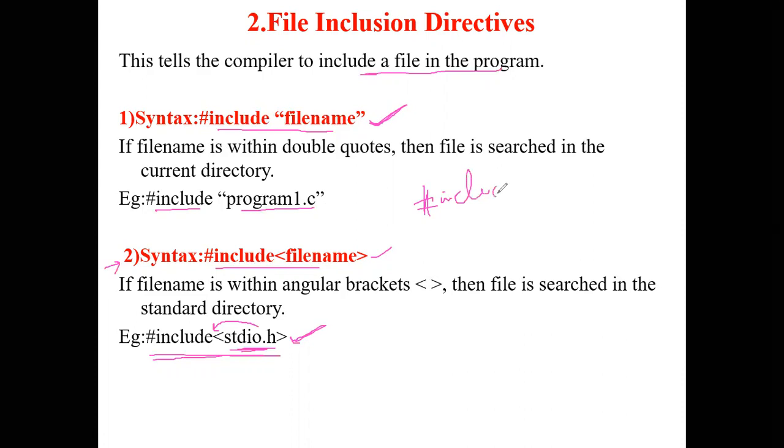For example, one more example, hash include, and in the double quote we are writing stdio.h. So including the file stdio.h. Instead of angular bracket, I can also write double quotes.